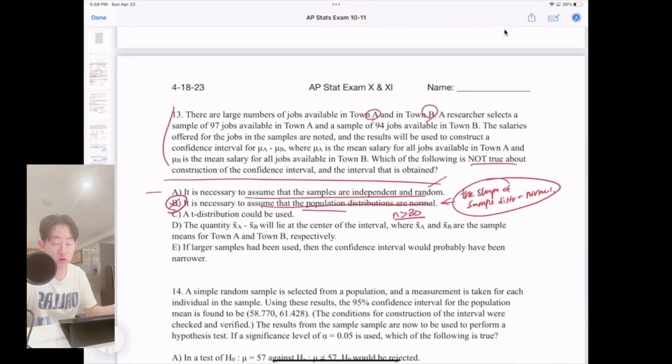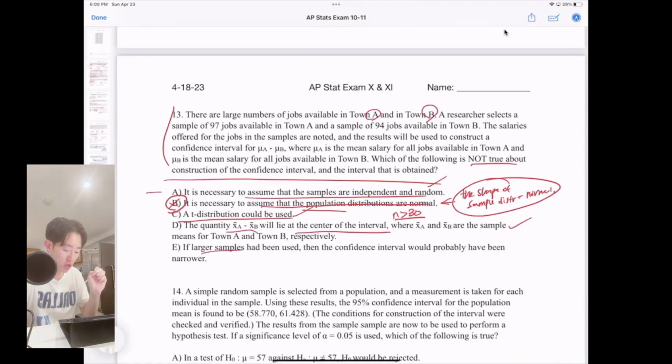Yes, it is necessary to make sure that we assume independence and randomness so that we don't get a biased result. The T distribution could be used because we don't know what sigma is, so that's absolutely true. The sample mean of A minus the sample mean of B will lie at the center of the interval. That's absolutely true.